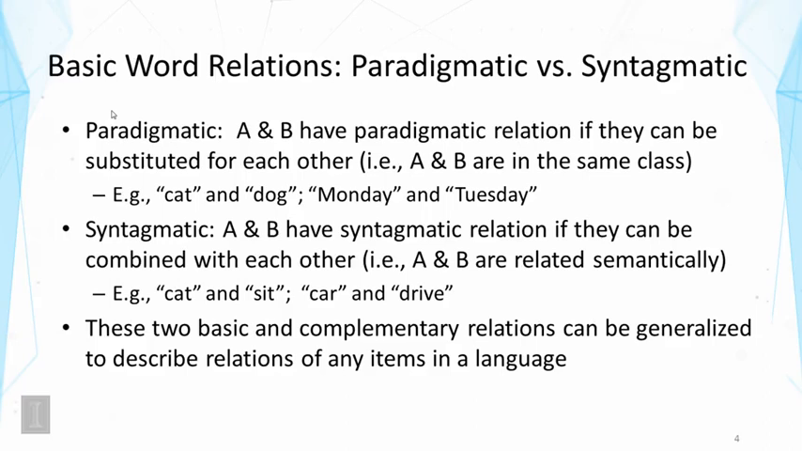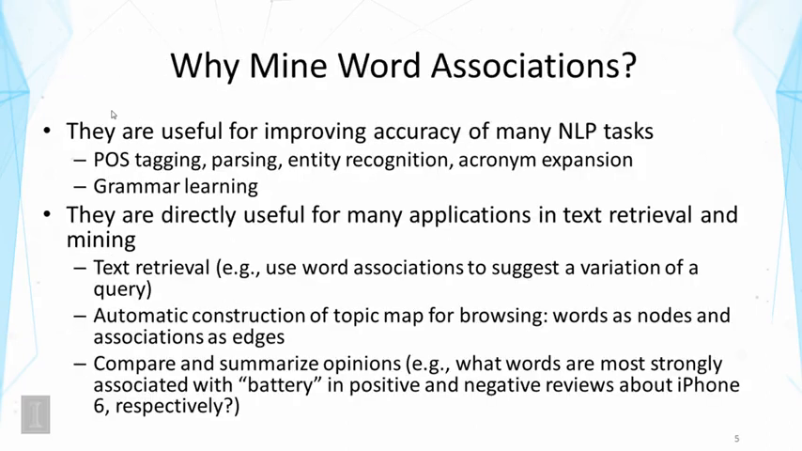So these two are complementary and are basic relations of words, and we're interested in discovering them automatically from text data. Discovering such word relations has many applications. First, such relations can be directly useful for improving accuracy of many NLP tasks. And this is because this is part of our knowledge about the language. So if you know these two words are synonyms, for example, then you can help a lot of tasks.